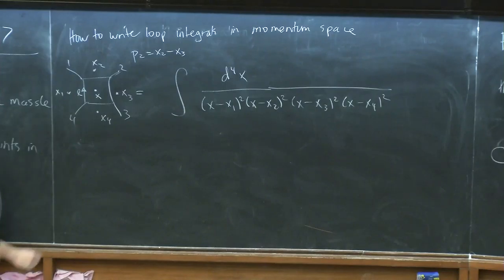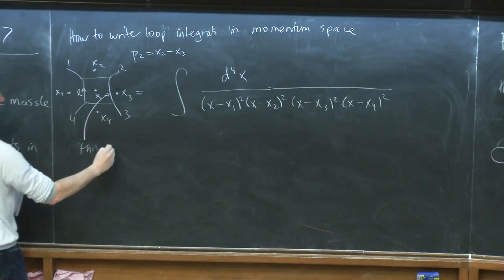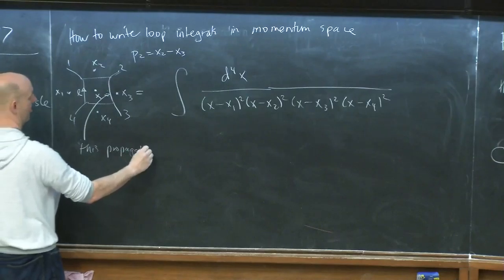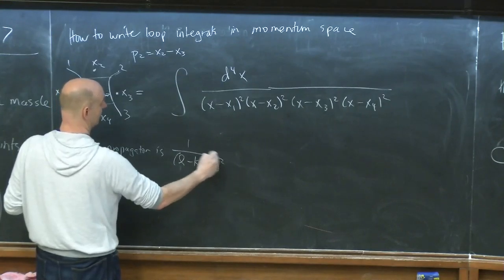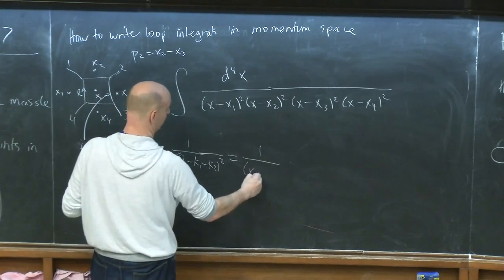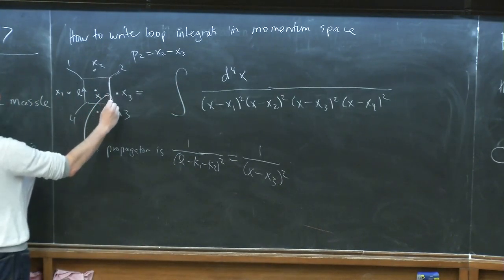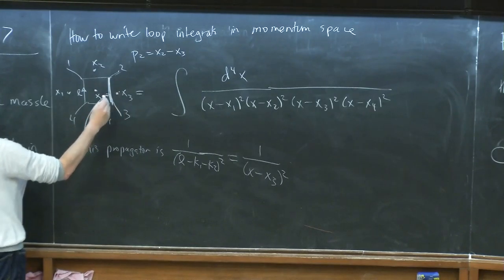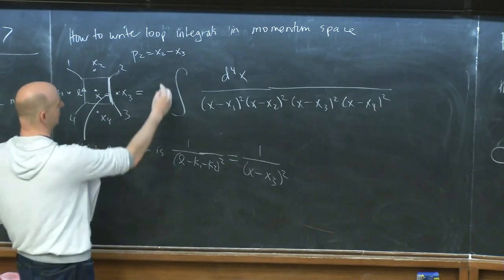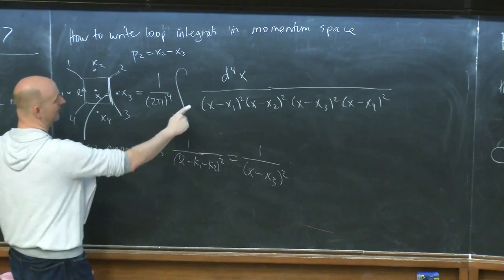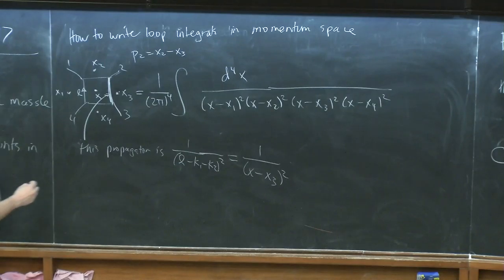That also works for the loop momenta. So this propagator here is 1 over (L minus K1 minus K2) squared, which is the same thing as 1 over (X1 minus X3) squared. How did I get that so quickly? Because this line is the boundary between regions marked by X1 and X3. So except for an overall factor of 2 pi, this integral here is exactly the same as the integral over there.